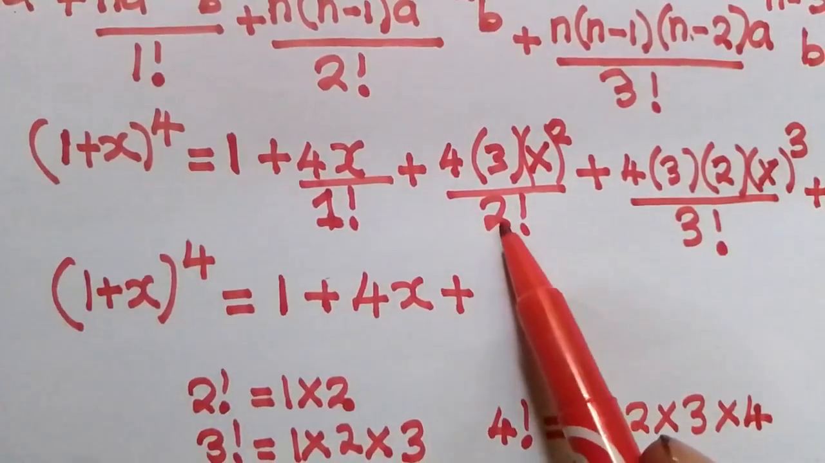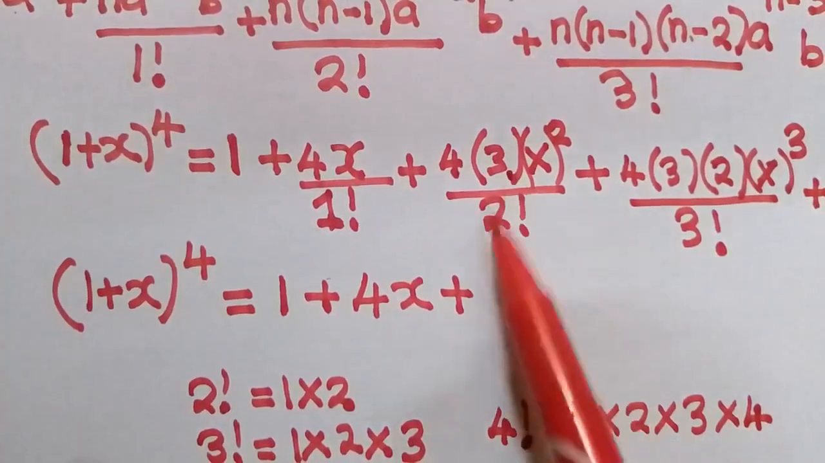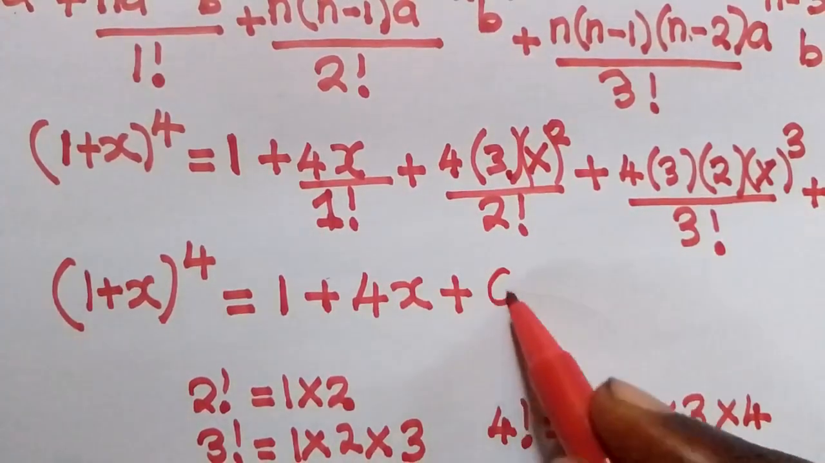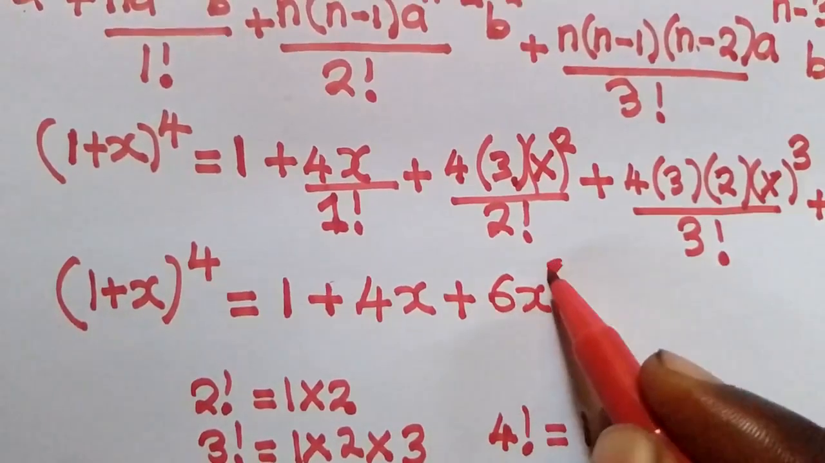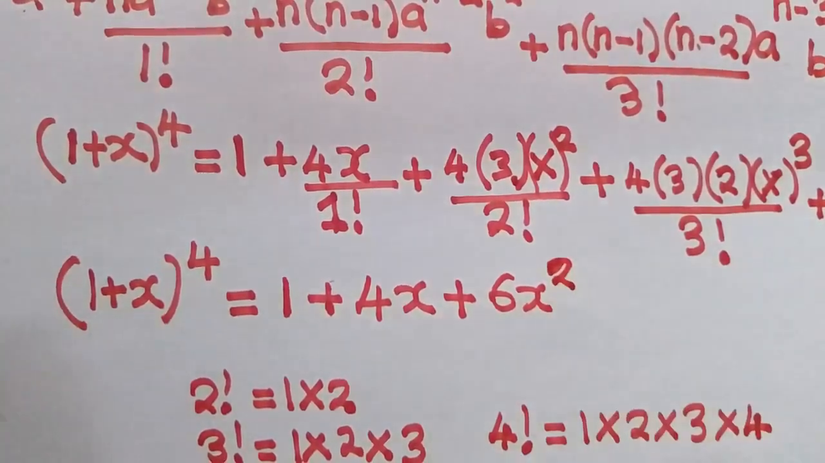So 2 factorial, it is 2. 4 times 3, 12. 12 divided by 2 is 6. So 6x squared there. So I put square there.